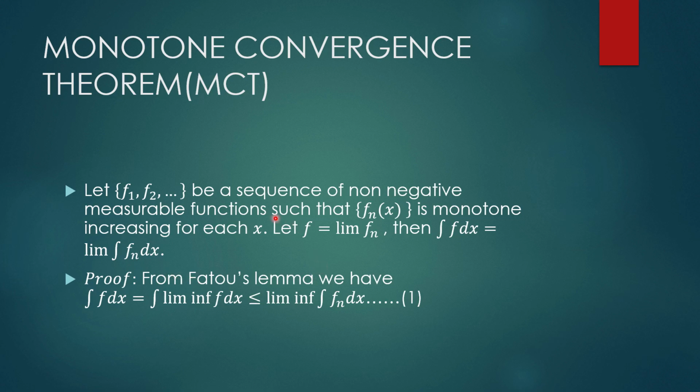Since the statement of the theorem satisfies the hypothesis of Fatou's lemma, we can apply Fatou's lemma here. So the integral of the limit infimum is less than or equal to the limit infimum of the integrals. If you put f equal to the limit infimum, which is exactly equal to the limit of fn, then that is f. So that will be inequality number 1.